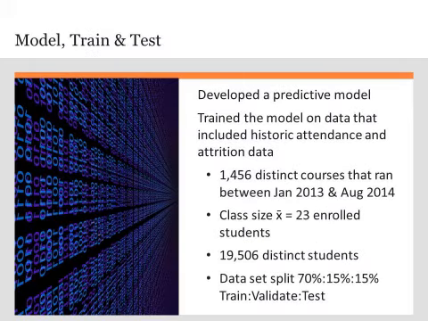So we developed a predictive model. We took the data from 1,456 distinct courses that ran between January 2013 and August 2014, with an average class size of 23 and 19,500 distinct students. And we used that data to, first of all, train a predictive analytics model, then to validate that model, and then to test it. So at the end of this, we're given that model which identifies the features or variables which are important and attributes a weighting to those.